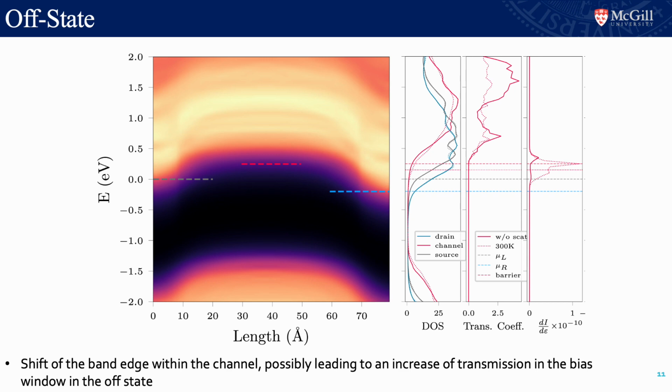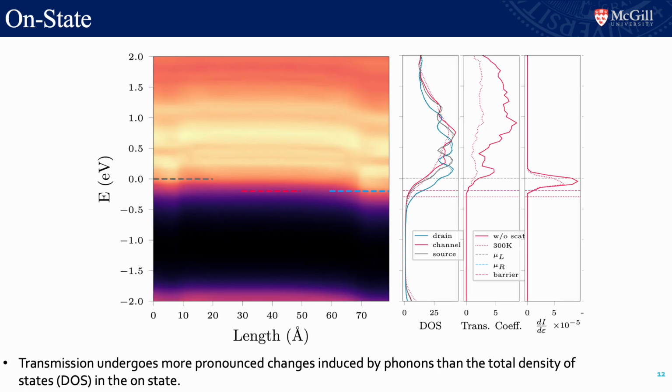The dotted lines are those with scattering. You can see the shifted band edge possibly leading to an increase of the transmission in the bias window in the off state. When we continue lowering the barrier in the channel, we are in the region where the transmission undergoes more pronounced changes, which lowers the on-state current.